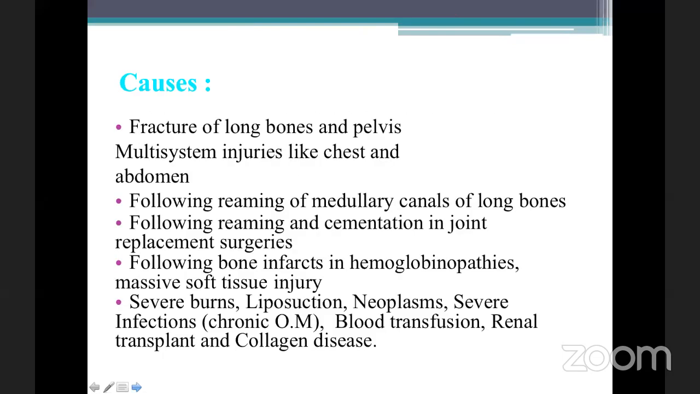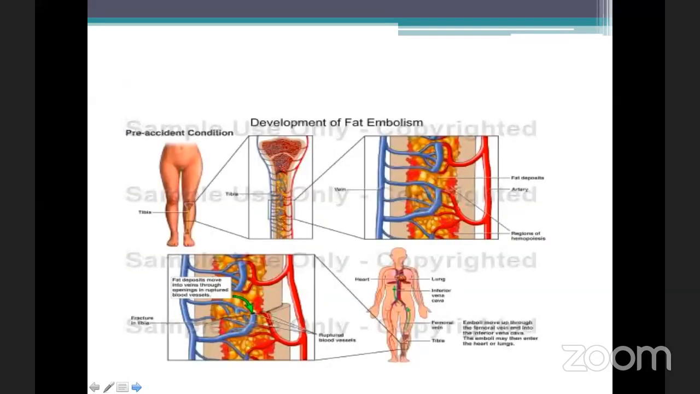As we have enumerated, fracture of long bones, or following medullary reaming when you are doing a surgical fixation, or when you do a joint replacement surgery, you essentially do a lot of reaming and cementation. Also following bone infarcts in multiple hemoglobinopathies, or in cases of burns, liposuction surgeries, neoplasm, severe infection, blood transfusion, renal transplant, and collagen disease. So this essentially depicts what I have told a couple of slides before.